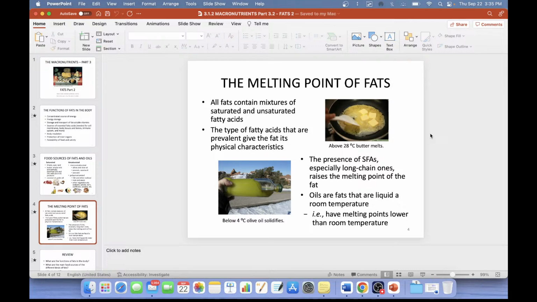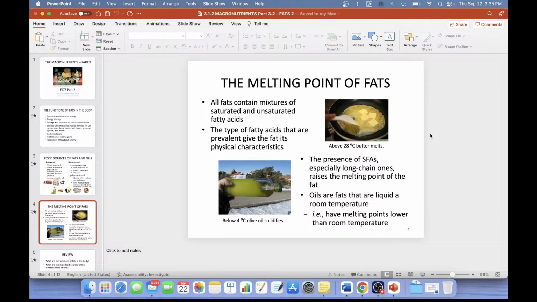At exactly the melting point, there is an equilibrium, a coexistence of the solid and of the liquid form. So the higher the melting point, the more likely it is that the substance is in the solid form at the temperatures at which we normally find it, right?